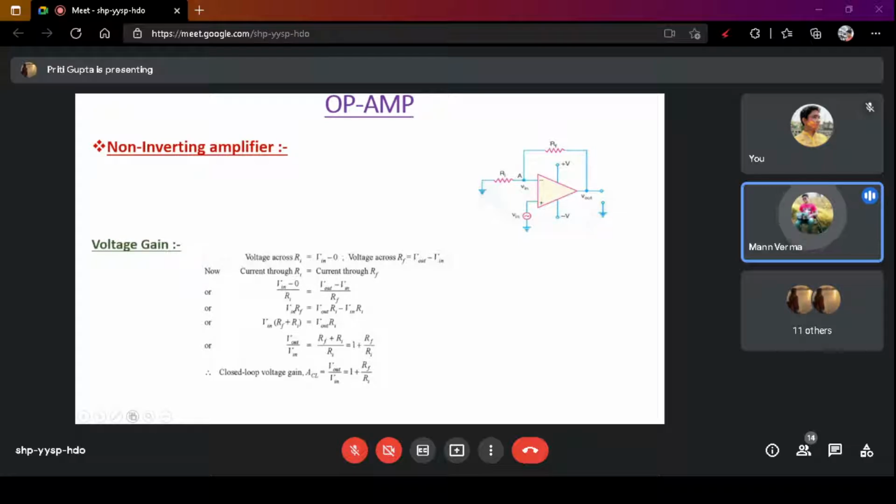Then what is the voltage across RF? V output minus V input. Is the derivation path clear? Yes or no? If it's clear, then write it down in your copy. If you have any doubt anywhere, ask. Okay.